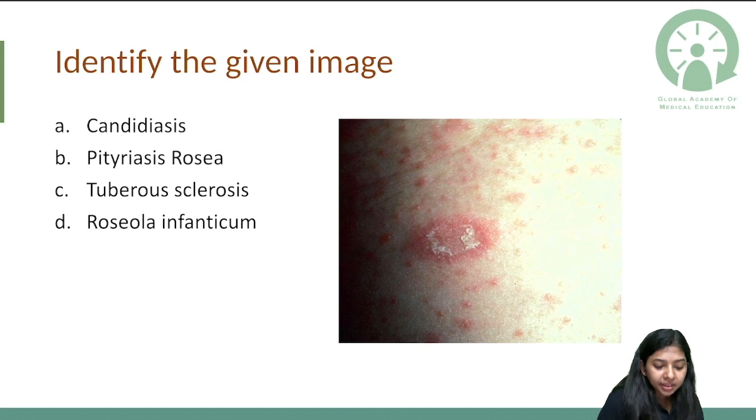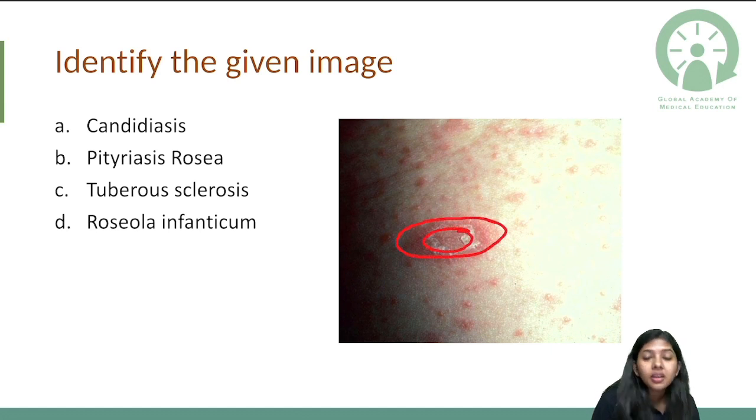Now identify the given image. What you are getting here, we have already discussed. See, there is an erythematous patch which has a collarette-like scale. It is very characteristic of pityriasis rosea. So the answer is B.